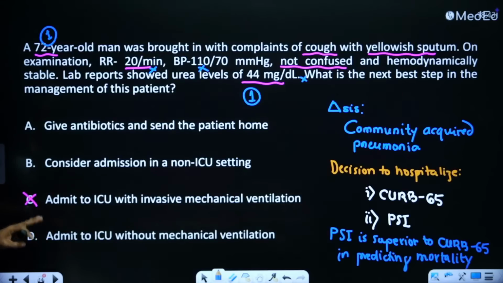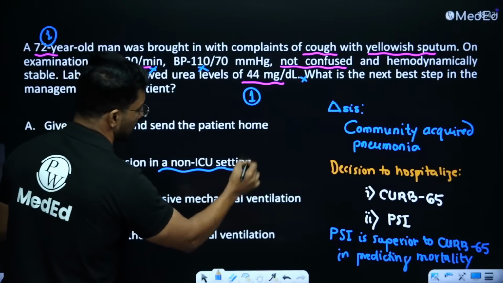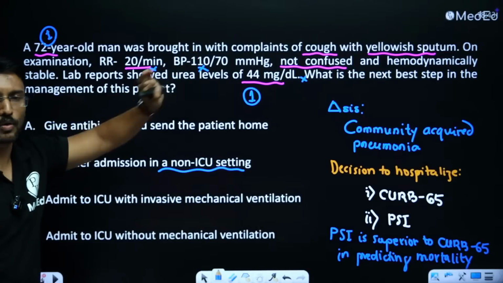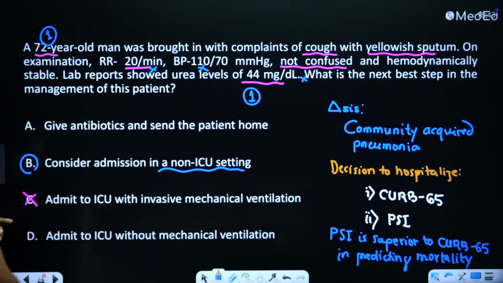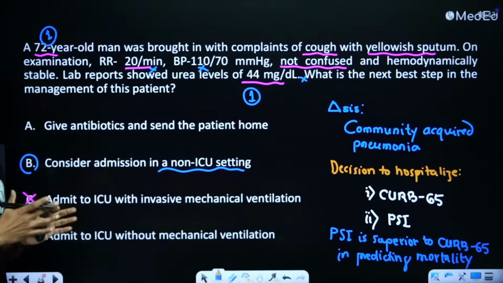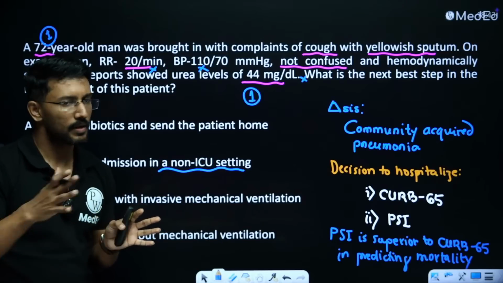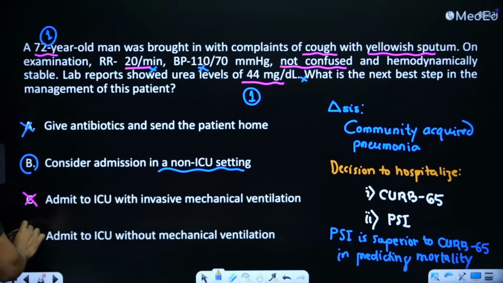So what should be our answer? We should admit him to the inpatient, but of course in a non-ICU setting. If the score was 3, like let us say he was hypotensive, BP not recordable, or 80/40, then he would go into ICU, right? So this will be the correct answer. He will be admitted in a non-ICU setting. Yes, Augmentin with a macrolide or a respiratory quinolone in the injectable form will be considered as the antibiotic of choice. Okay, so option B will be our answer.